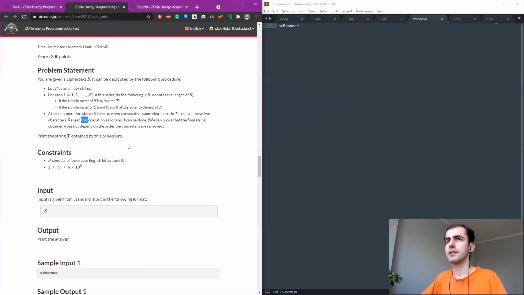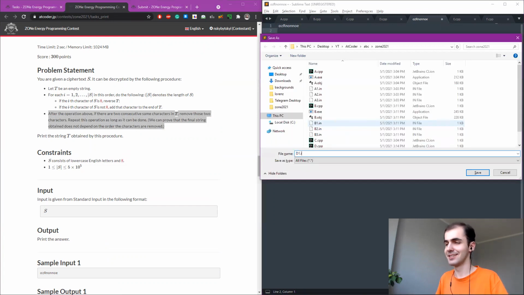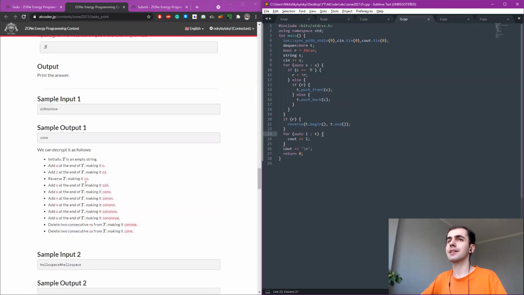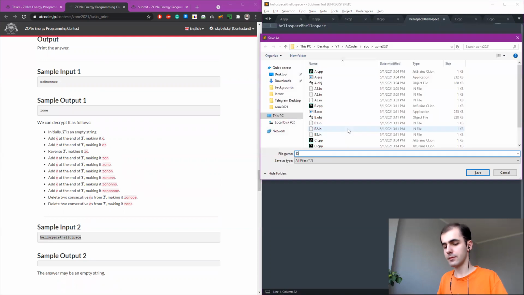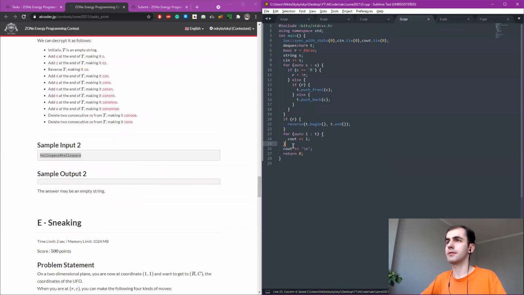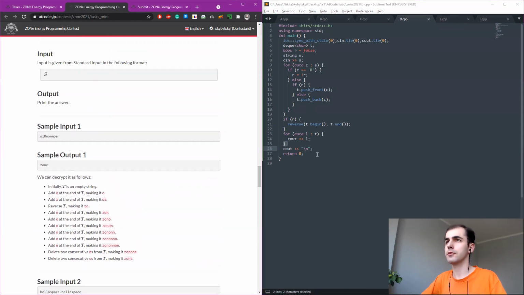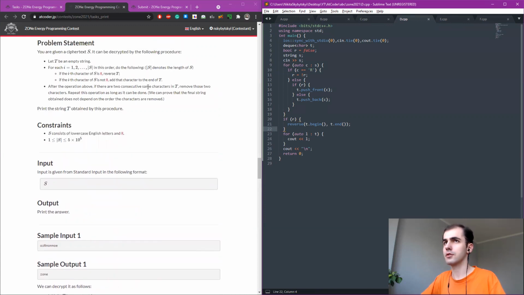Oh, we do delete consecutive characters? Okay. I didn't read that part completely. Yeah, no, it's fine. It's exactly what we want to apply. It just means that we can't blindly print whatever we want. Yeah, only two sample inputs for us. As long as there are two consecutive characters, remove those two characters.